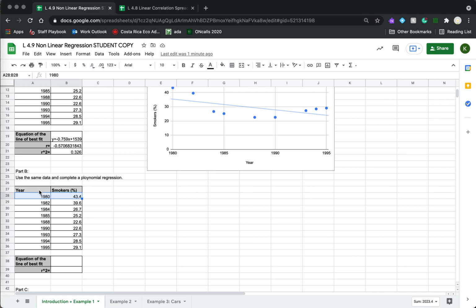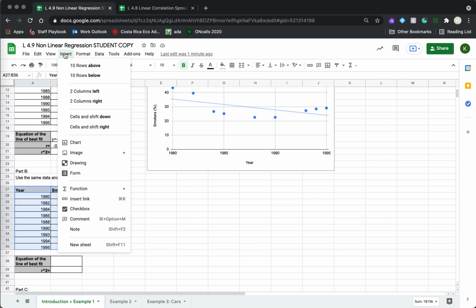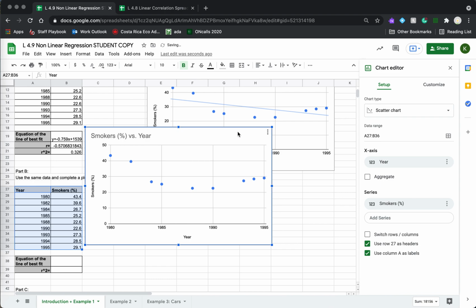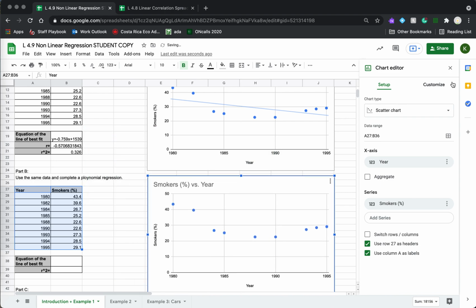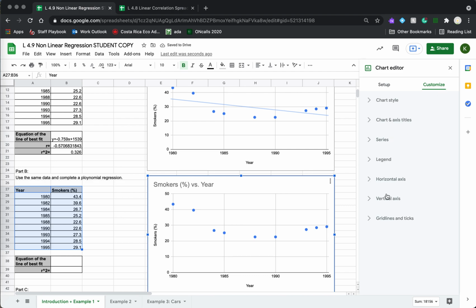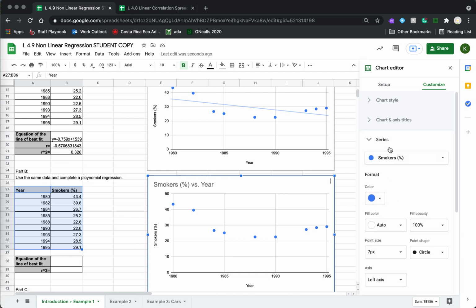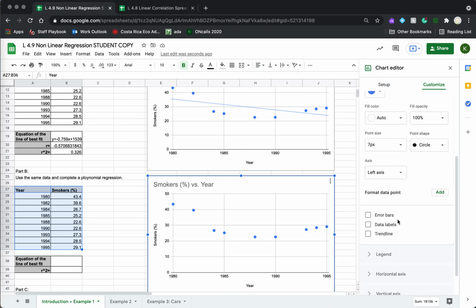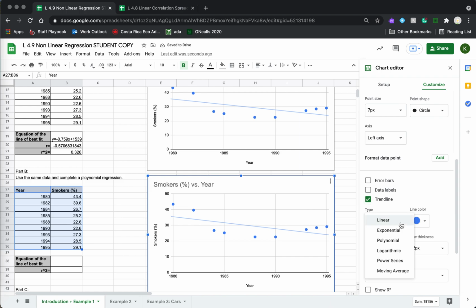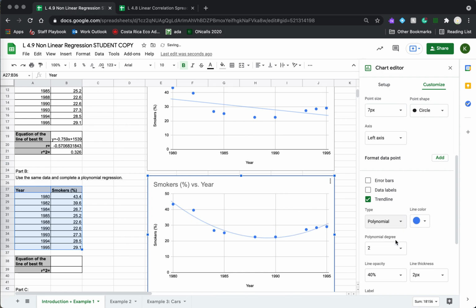So again, highlight my data, insert chart, and there's my data. But this time around, I want to do a polynomial regression. Everything has been the same up until this point, right? I graphed it, I went to Customize, Series, nothing new. But now I want to add my trend line again. Instead of it being linear, which is the default, I'm going to change it to polynomial here.